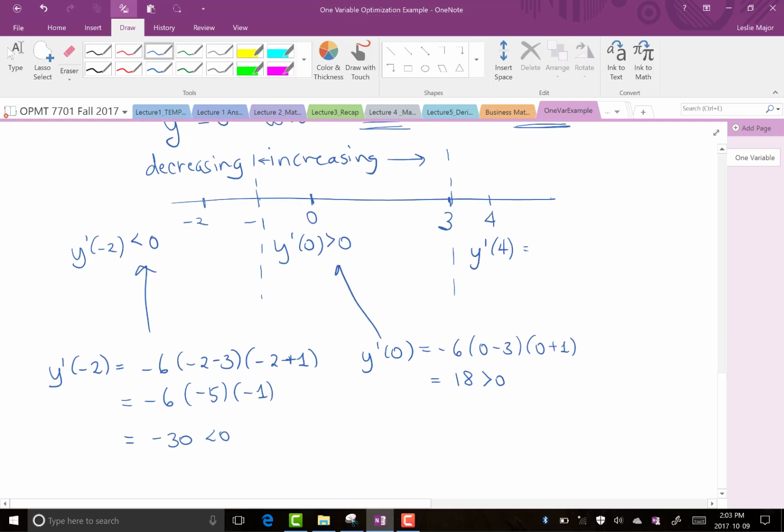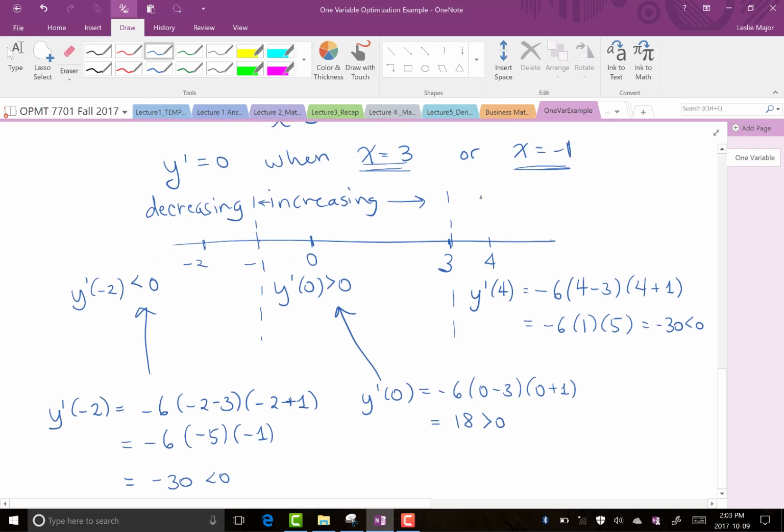Good. And finally, y prime at 4. Let's just plug it in up here. It's going to be -6 times 4 minus 3 times 4 plus 1, which gives -6 times 1 times 5, which gives -30. So it's less than 0 to the right of 3.